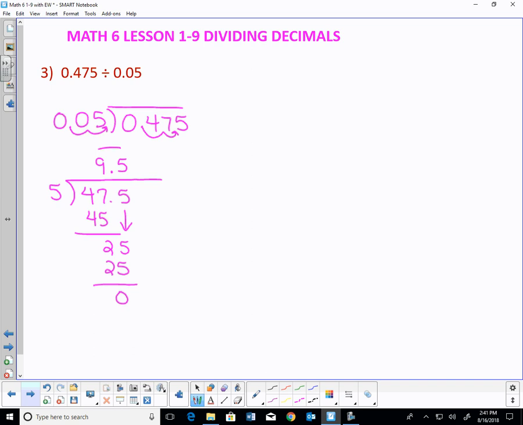Basically, I'm taking 475 thousandths and I'm dividing it by 5 hundredths. I want to know how many little 5 hundredths are in 475 thousandths. Let's take a look at the next problem.